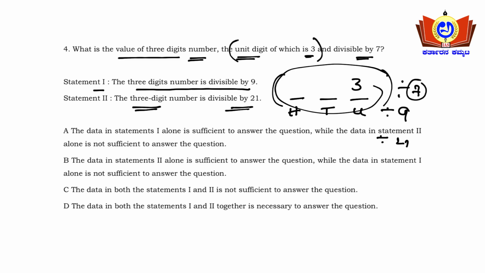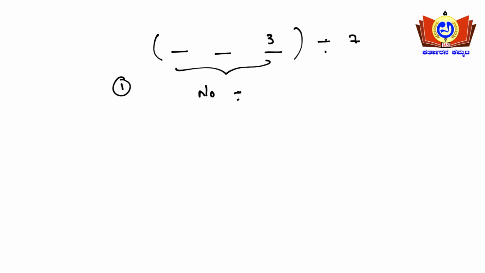See here friends, I will be solving this on the next page. So there is a 3-digit number here, and the units place is 3, and it is divisible by 7 and 9. According to statement 1, the number is divisible by 9. If the number is divisible by 7 and it is also divisible by 9, then we need to take the LCM here, friends. So the LCM of 7 and 9 will be 63.